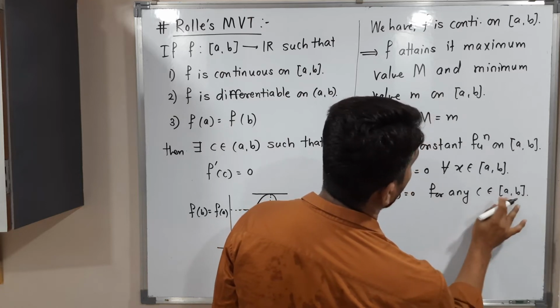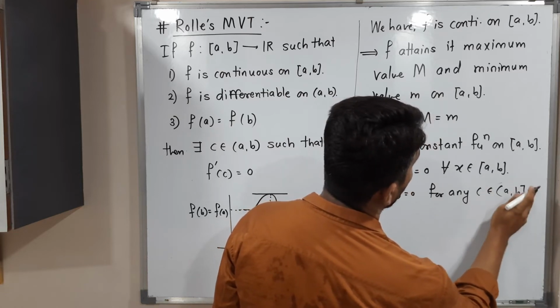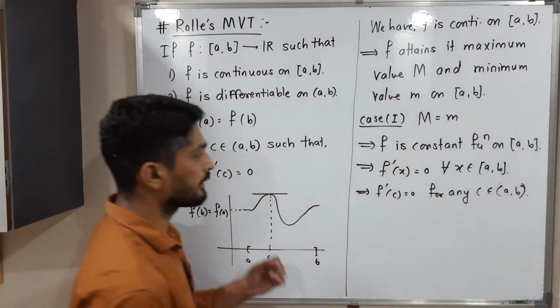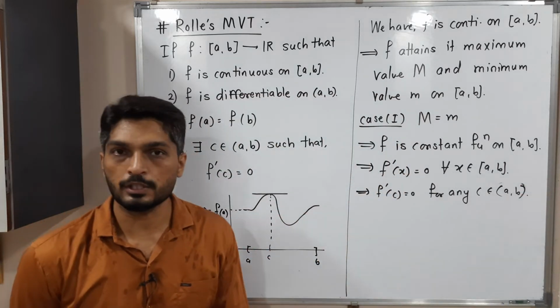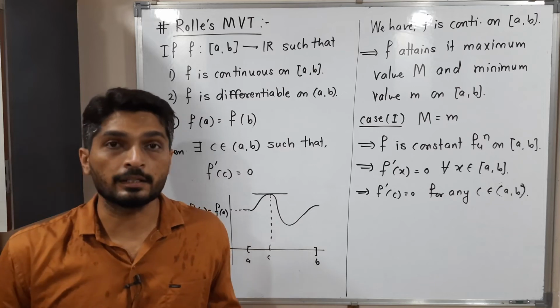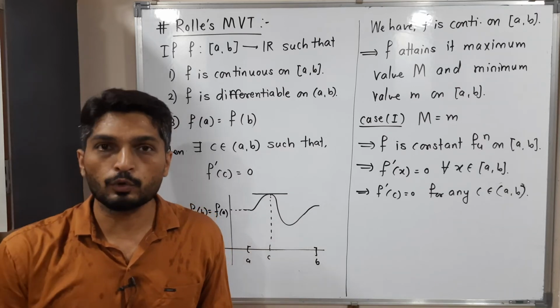If you take point C or open interval AB also, you can say actually we want a point from open interval AB. Okay, so f dash of C is equal to 0. So the proof is over here for the first case. Let us go to the second case.